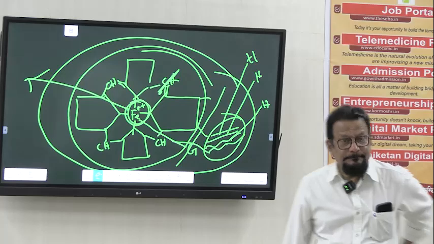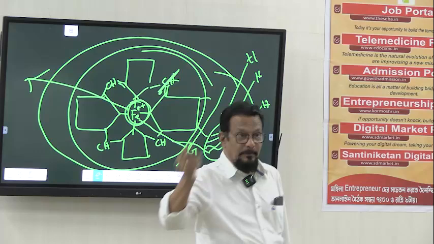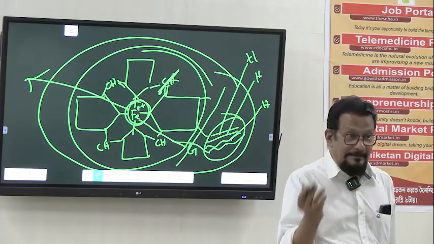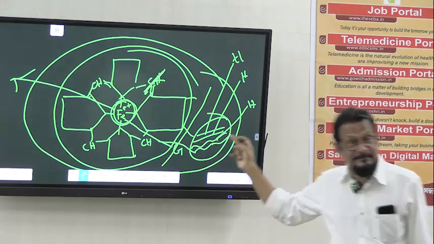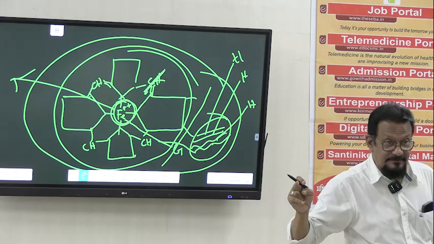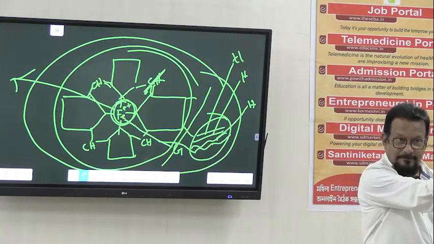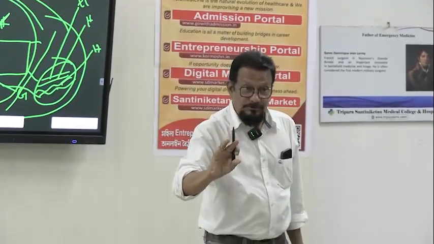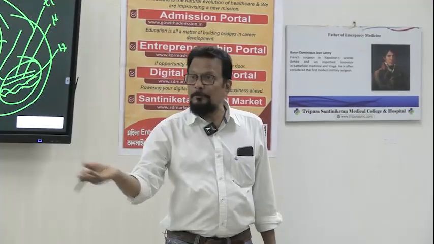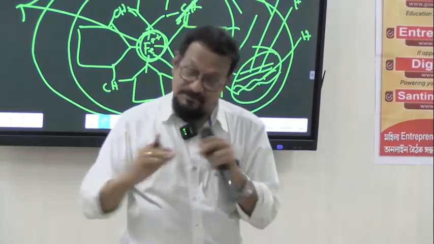Now this biliverdin will be converted into bilirubin. Which cell did it? What is the name of this cell? Macrophage. So ultimately, it released amino acids and released iron and produced biliverdin. And biliverdin will be again changed into bilirubin. Then it will go to plasma. My function is over.